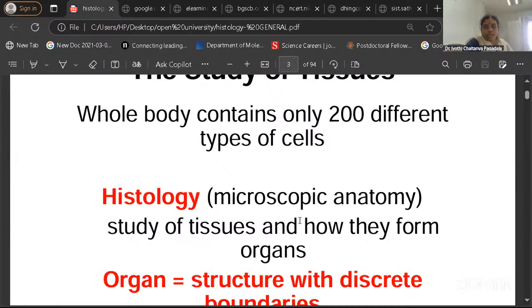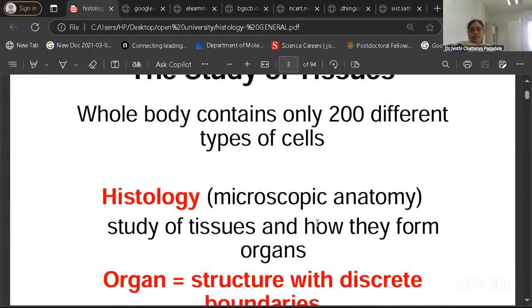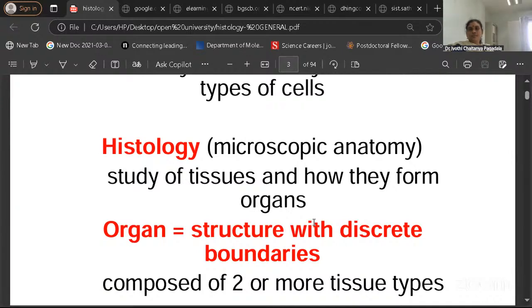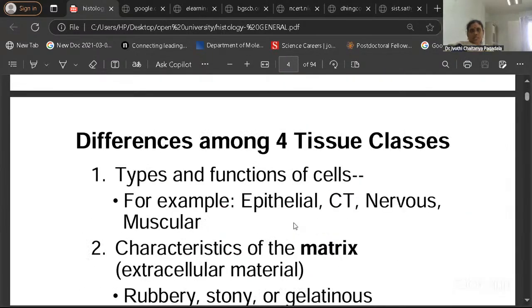Histology, microscopic anatomy, is the study of tissues and how they form organs. Organs are structures with discrete boundaries. A group of tissues composes the organ. Organ means a group of tissues, composed of two or more tissue types.